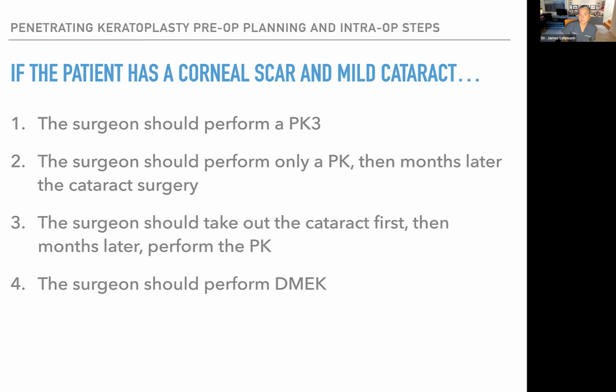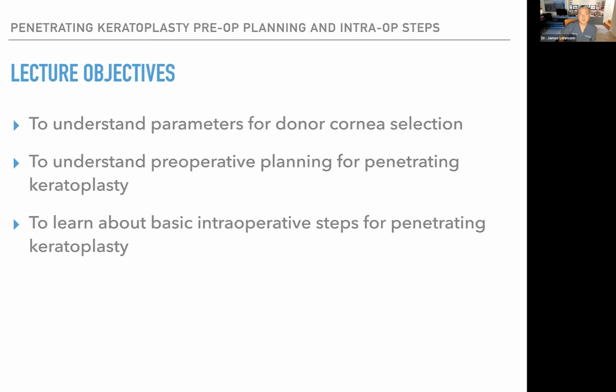So go ahead and submit your answers. And okay, so a little bit of uncertainty on this. That's good. And we'll address this later in the talk. So, okay, here are our objectives. We're going to understand how to choose a donor cornea, what makes a good donor cornea. We're going to understand how to plan appropriately for PK, and we're going to learn about the basic intraoperative steps.